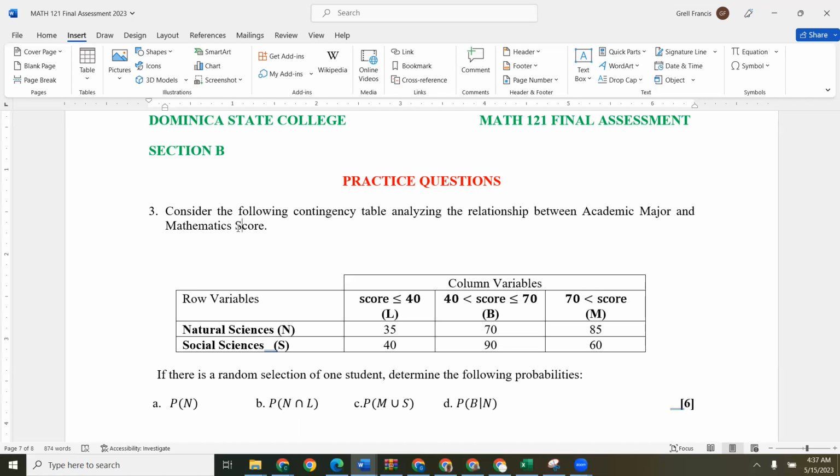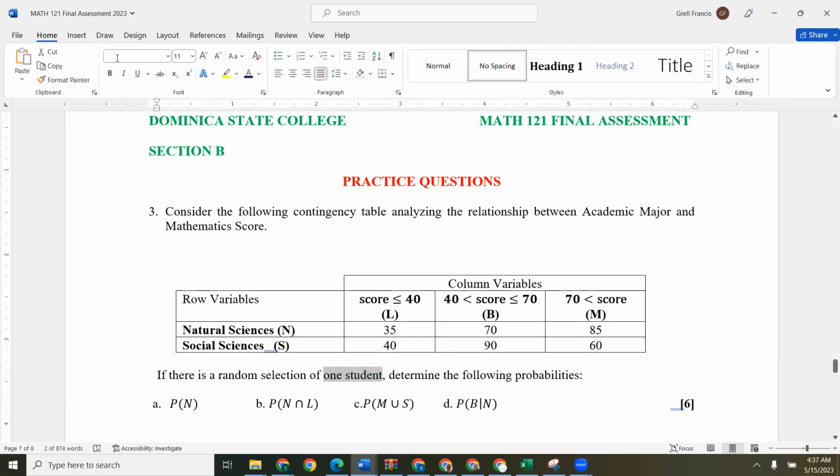It can also facilitate a type of probability analysis, which deals with the selection of one element at random, or two or more, from this group of individuals. But here we are dealing with one selection. So for example, if there is a random selection of one student, determine the following probabilities. So we are going to go to weekly notes number 10, unit 10, for assistance with such a probability analysis question.